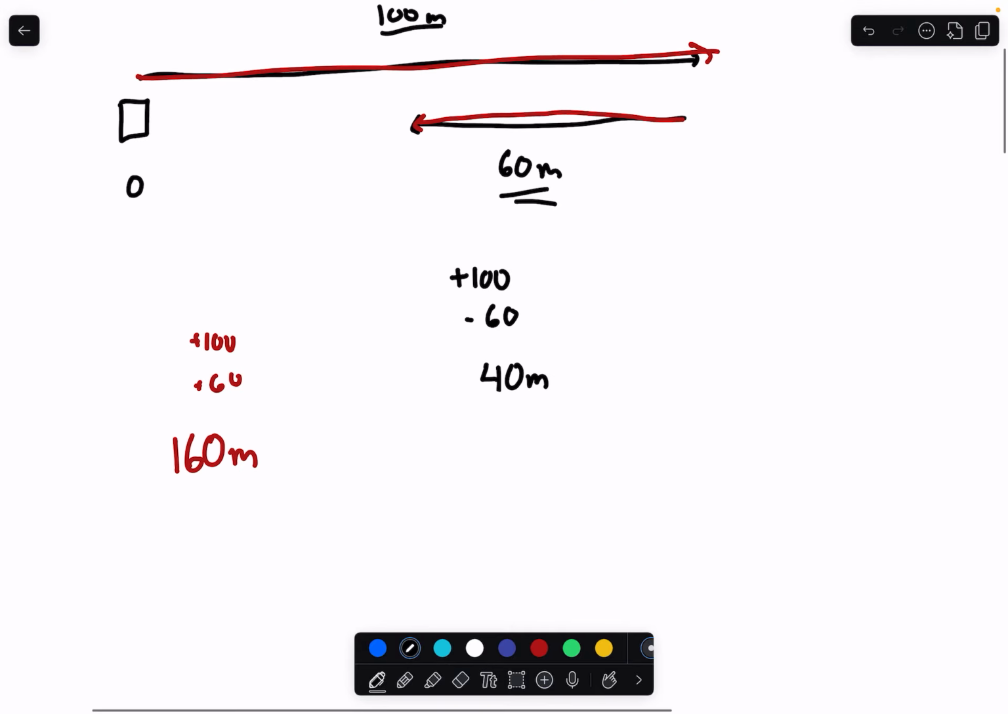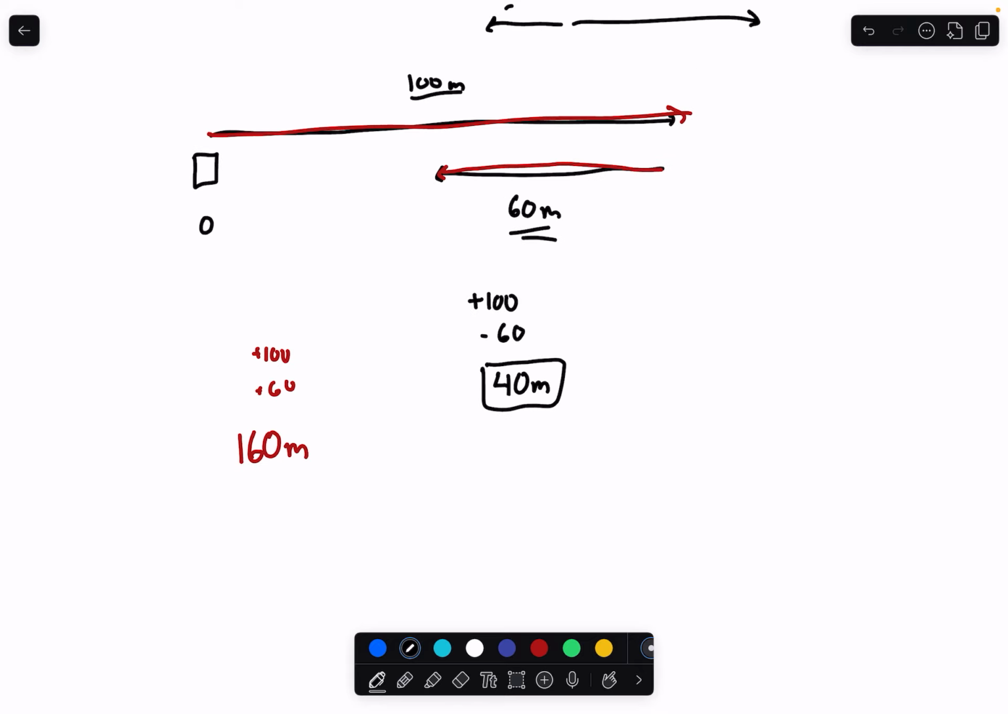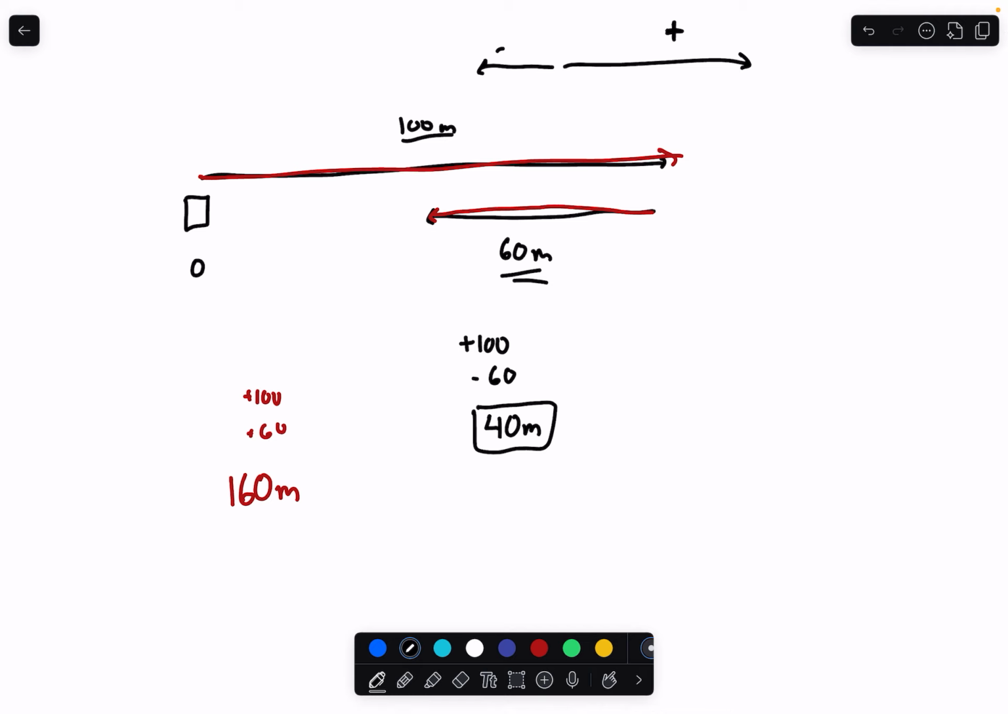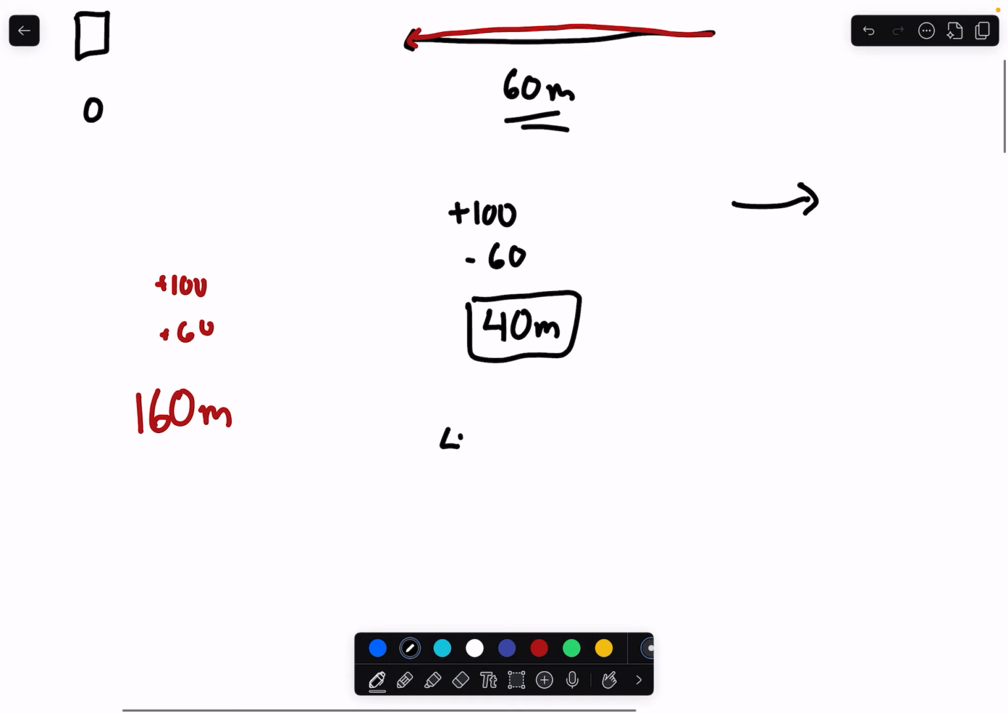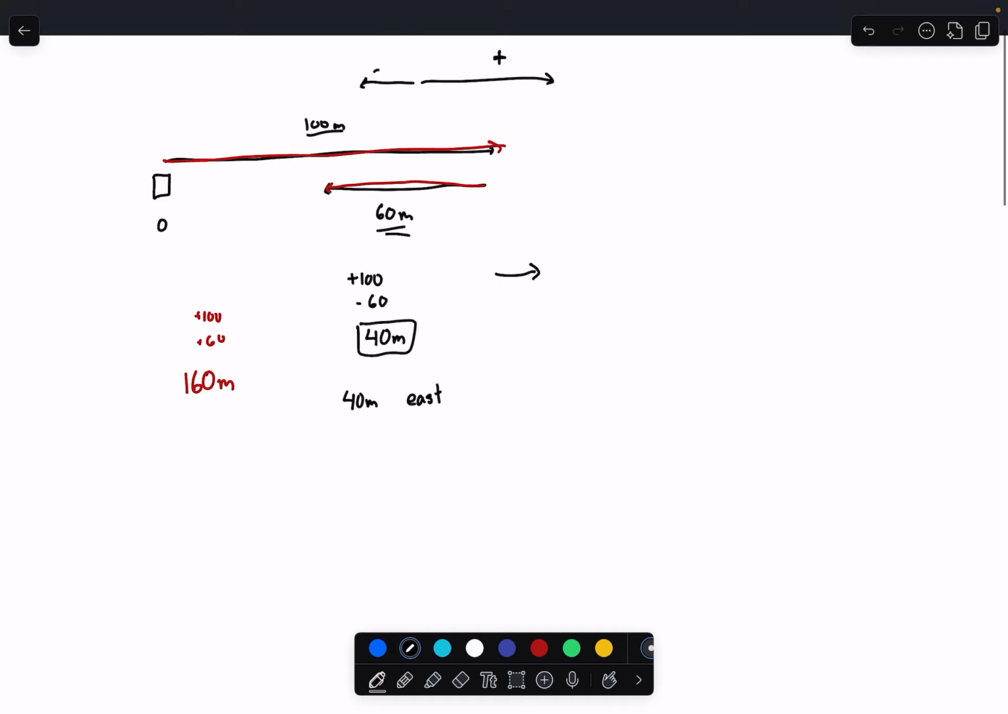So our displacement is 40 meters, but in what direction? We can do this by looking at the sign of our final answer. Because it's positive, and we said that east is positive, we know that we went 40 meters east. So that's how you'd find the displacement.